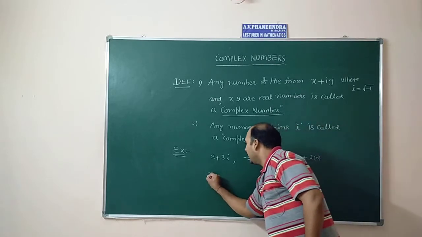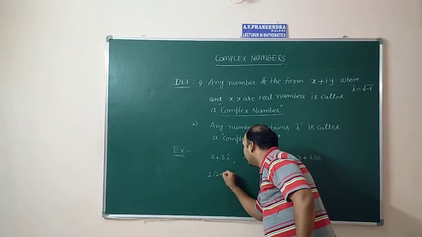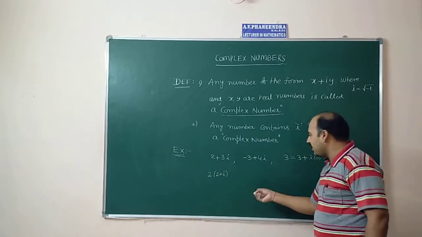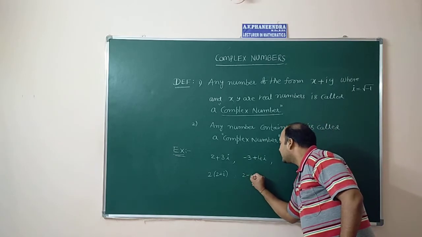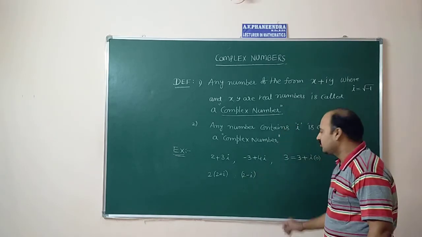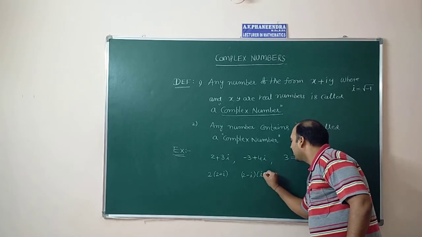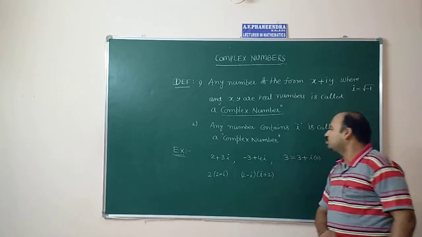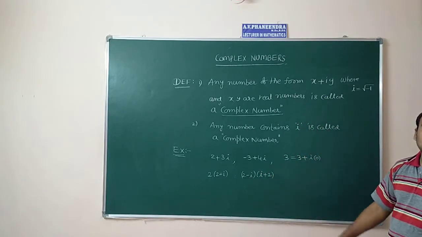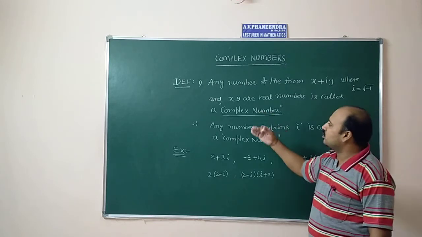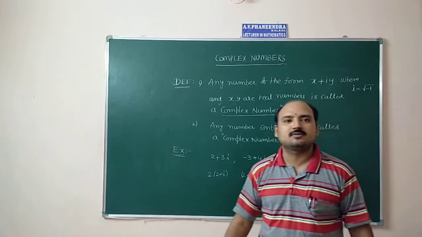Suppose we write 2 into 2 plus i. Another example, 2 minus i into i plus 2. This is also another complex form. These are the examples for complex numbers.